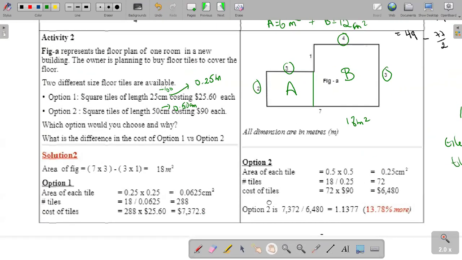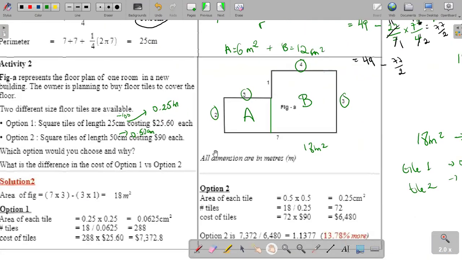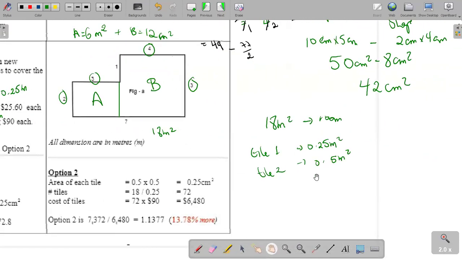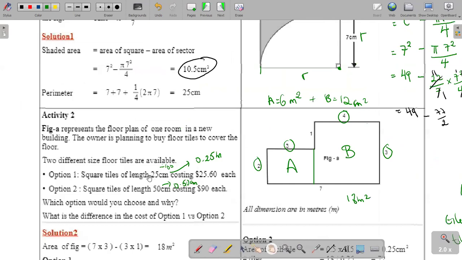Where's option 1? No, here's what. Why can't we just divide by 0.25? Why can't we just divide this? I made a mistake and I put square. Is that true? No, because they didn't give us the area of the tile.